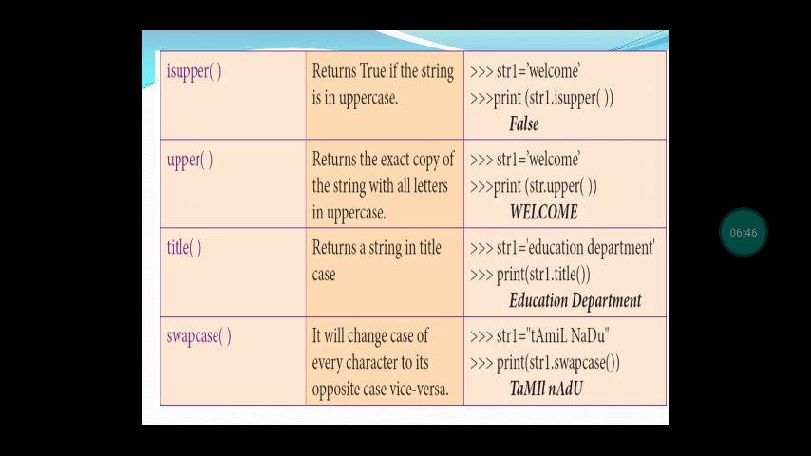Next function is isupper. So I think you understand about this, like islower. Isupper means it checks whether the given string is in uppercase or lowercase. Here the string has been given as welcome. It is in small letter, lowercase letter. So it returns False.